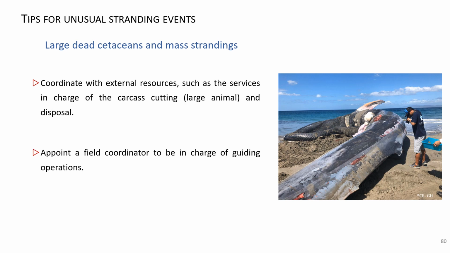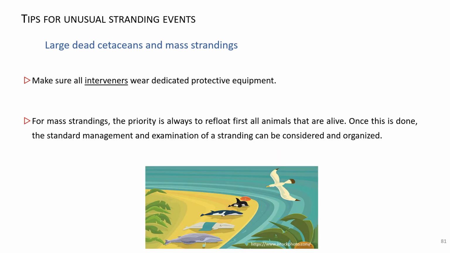Coordinate with external resources, such as the service in charge of carcass cutting, large animal handling, and disposal. Appoint a field coordinator to be in charge of guiding operations. Make sure all interveners wear dedicated protective equipment. For mass strandings, the priority is always to refloat first all the animals that are alive. Once this is done, the standard management and examination of the stranding can be considered and organized.